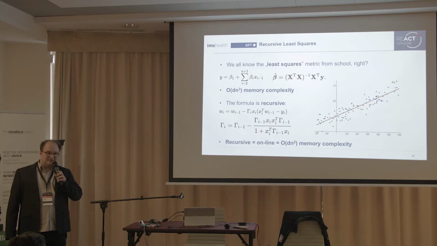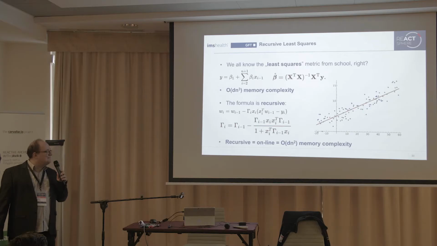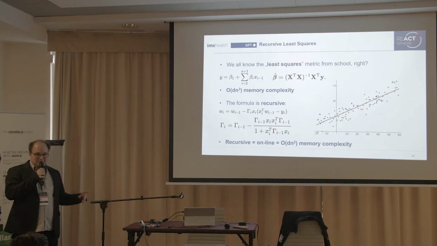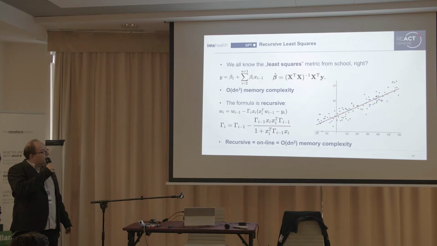Okay, that's good. So if we put in this little integral equation from the earlier slide, you just take the square of the difference between y and the prediction of y, you get this little formula on the top for linear predictions with least squares. And it's a really good algorithm. It's a solid algorithm, but it has one problem. Its memory complexity is actually proportional to n cubed.